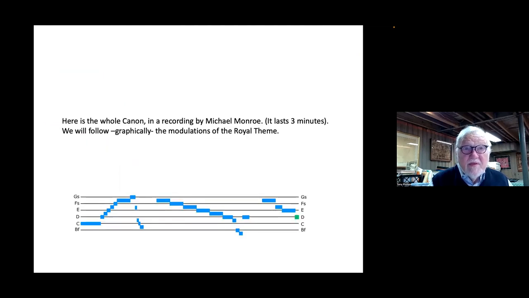So let me play the whole canon for you. This is a recording by Michael Monroe, and we'll follow the modulations of the royal theme. This is played by an ensemble of guitars. So you'll be hearing the royal theme, and then on top of it, so to speak, these two canonical voices imitating each other a fifth apart and cycling over and over again, each time one whole tone higher. This thing lasts about 3 minutes, but bear with me.